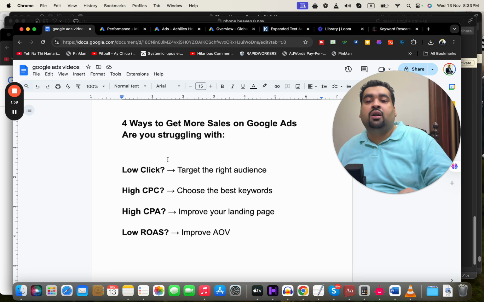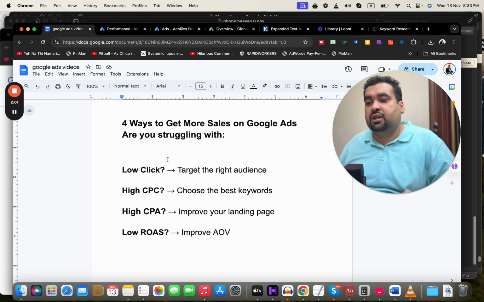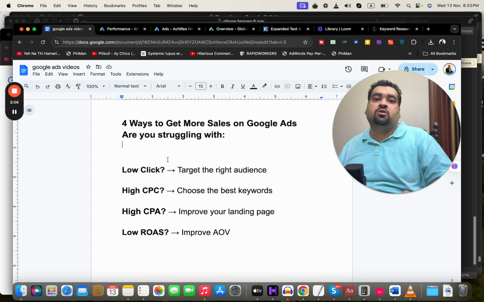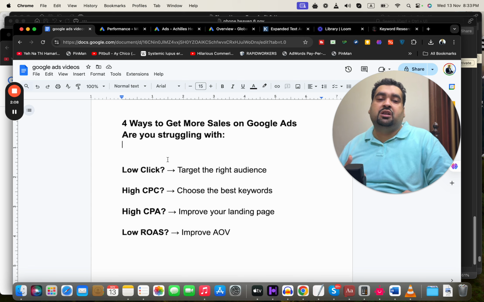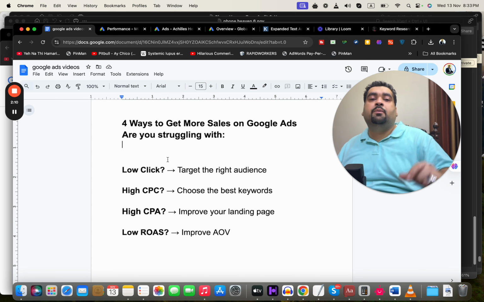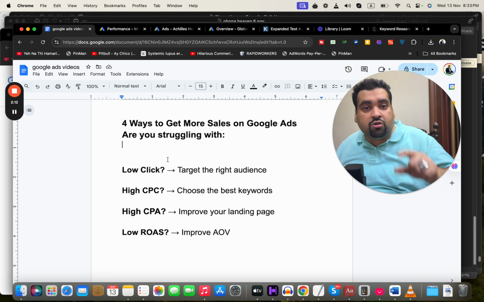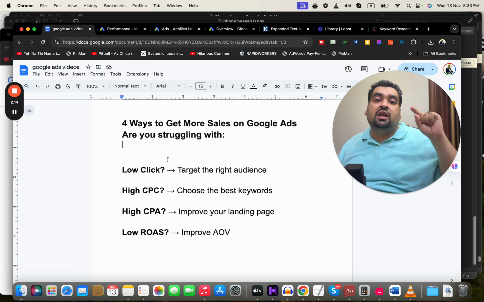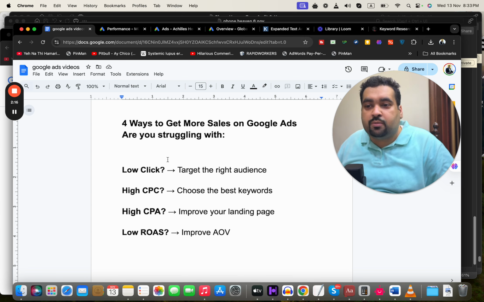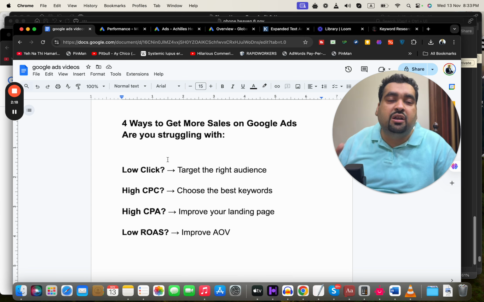And in case you are having the problem of high CPA, cost per action, it means that you need to optimize your landing page experience, because it is the poor landing page experience that is giving you high CPA. Guys, you need to understand, you are paying money for each visitor to land on your website, so you need to optimize your landing page experience at any cost.